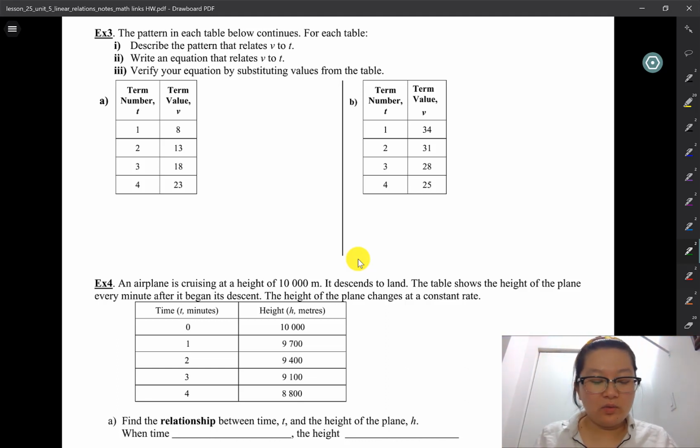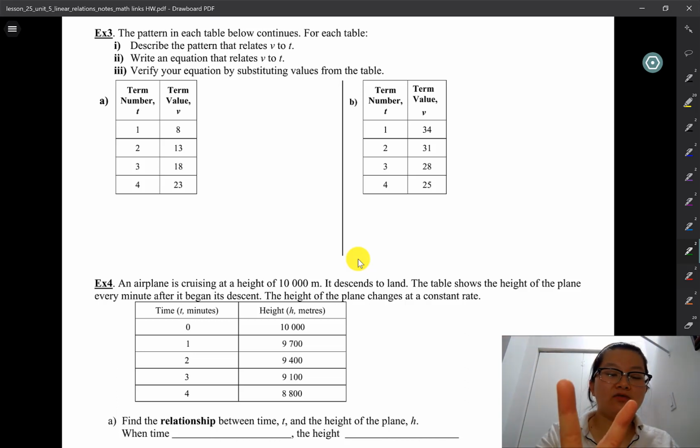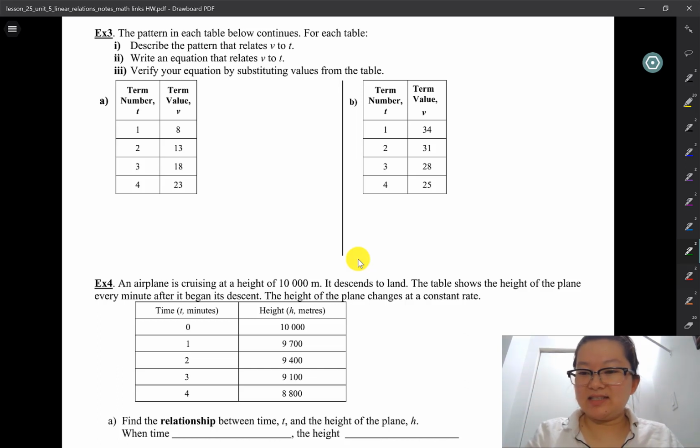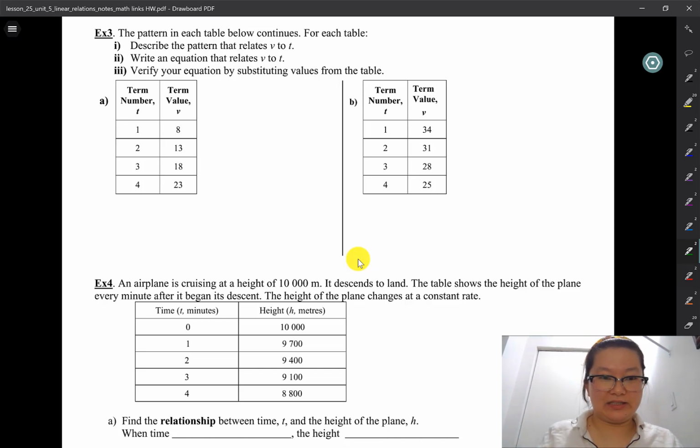In this video, we are going to go over examples of how to write an equation from a particular pattern or a scenario. So this is part 2 of section 5.1. Let's get down to business.